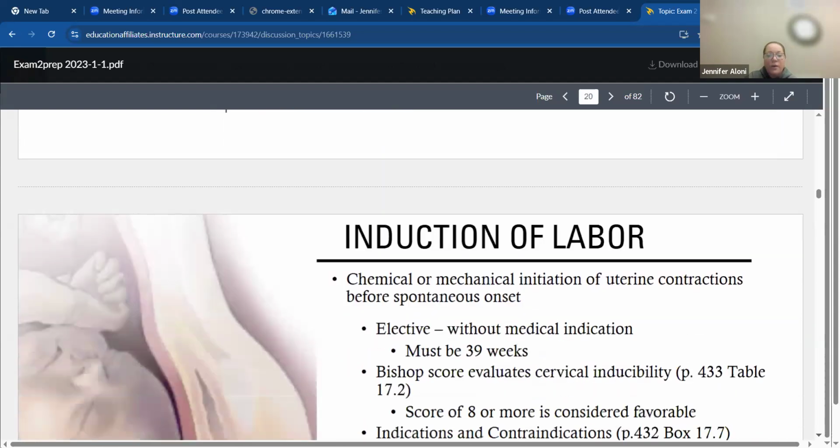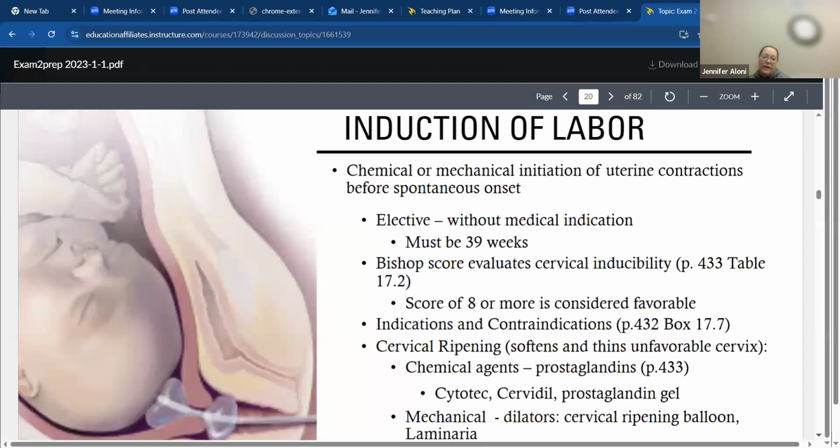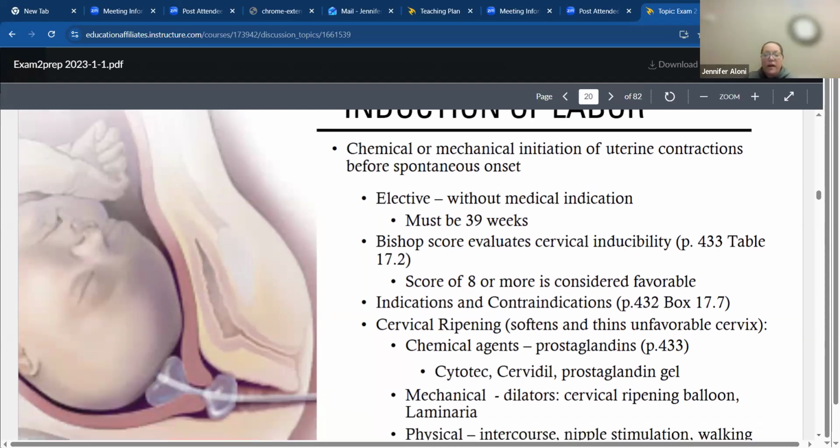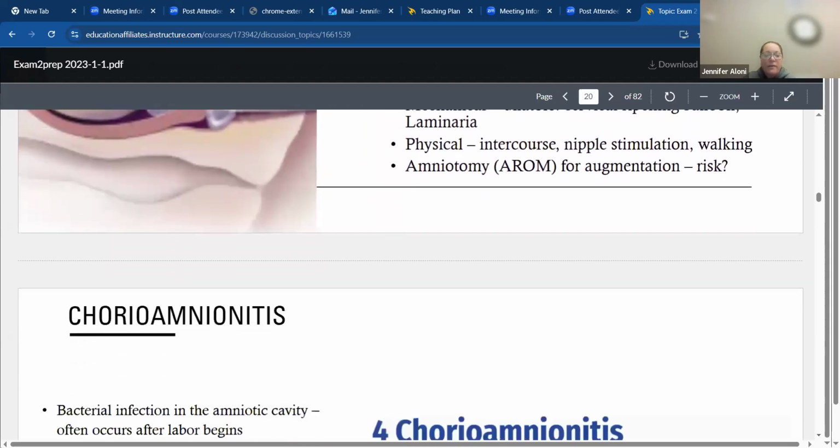When we're going to do an induction of labor, it means we're going to bring labor on for some reason. Elective, without medical indication, mom wants it, you're going to be at 39 weeks. And we'll look at a Bishop score and see how close they are. Cervical ripening things we use, Cytotec, Cervidil, prostaglandin. Make sure we have that.